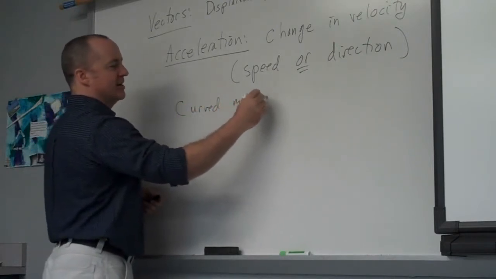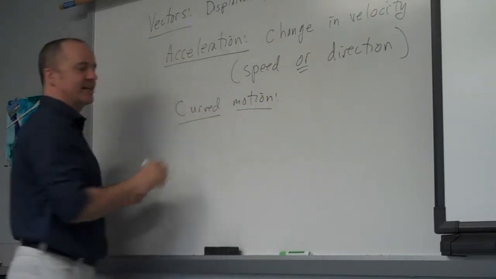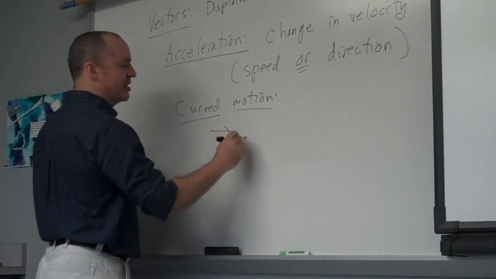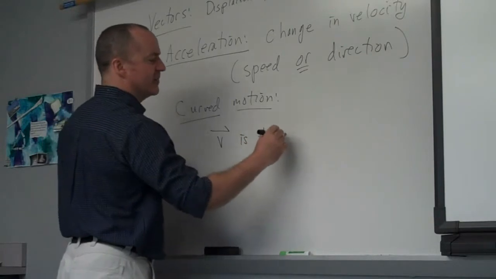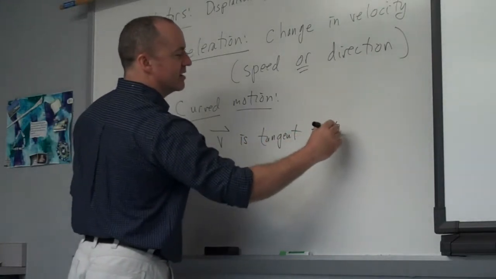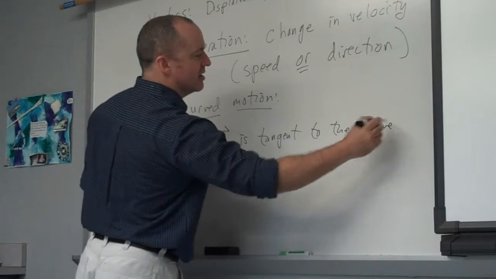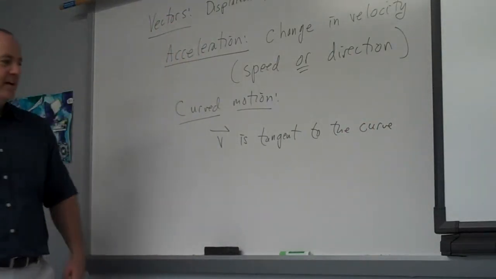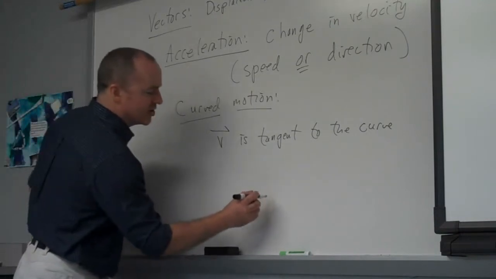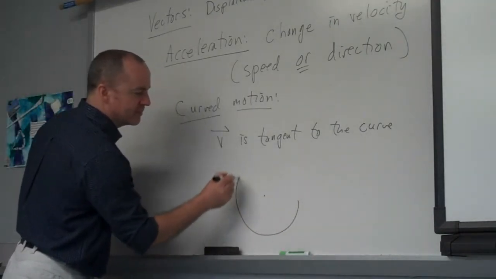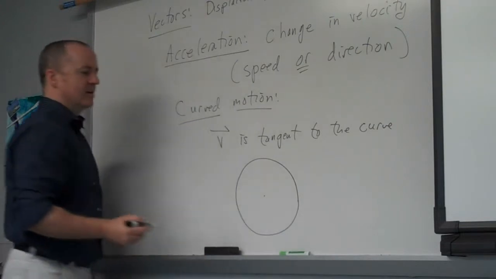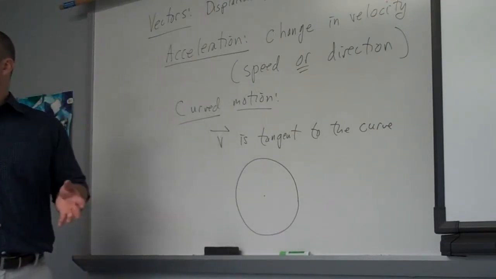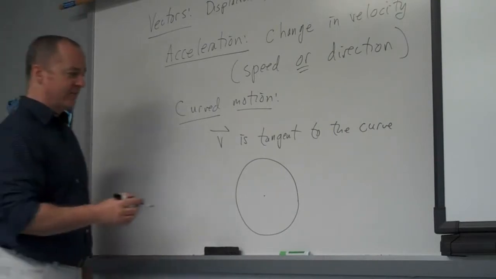Curved motion. Here's the first deal about curved motion: the velocity vector is tangent to the curve. So if we have our circular motion there, the velocity vector is tangent to the curve. Tangent meaning, from Latin, to touch.